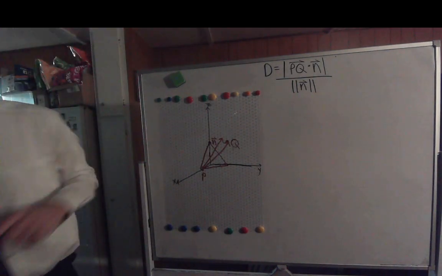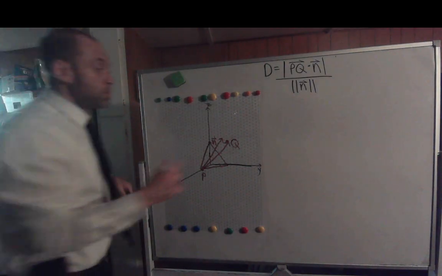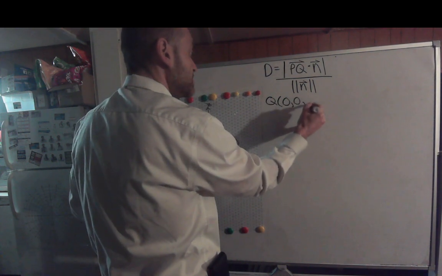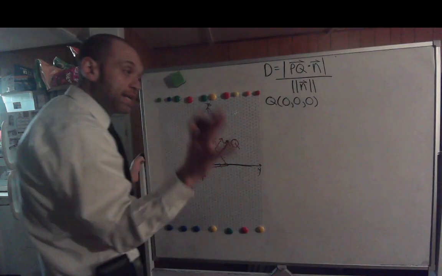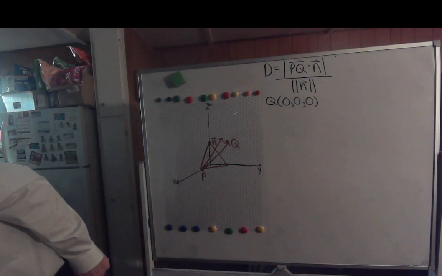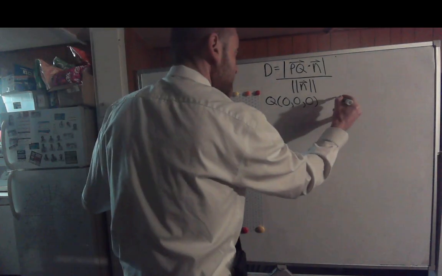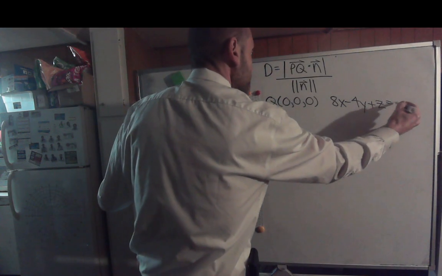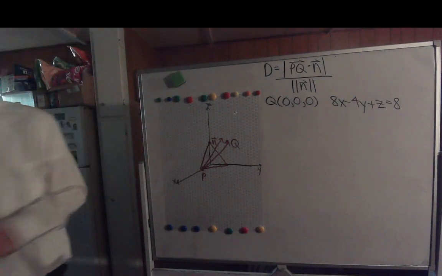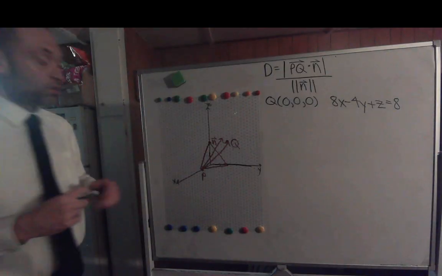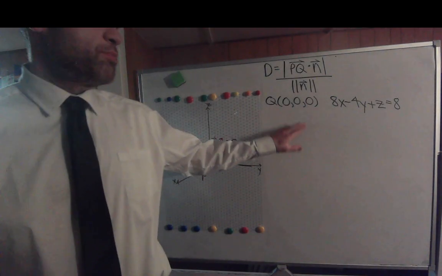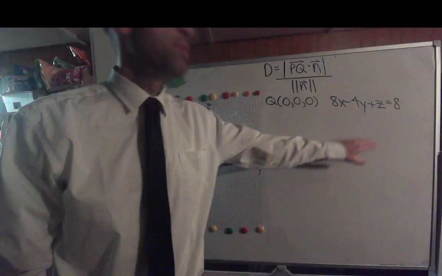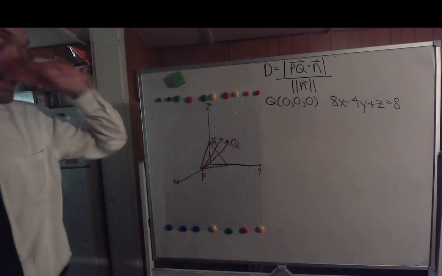So for the first example, we are given some point Q outside of the plane at 0, 0, 0. The plane itself is 8x minus 4y plus z equals 8. So we want to find the distance between point Q at 0, 0, 0, the origin, to the plane 8x minus 4y plus z equals 8.